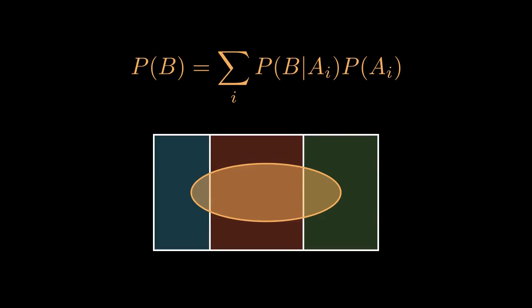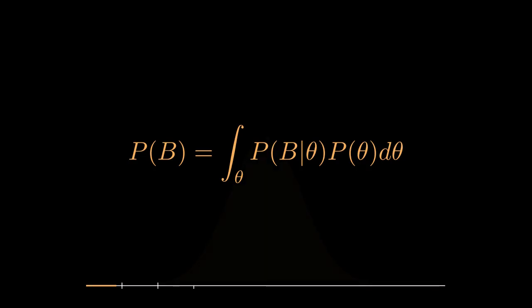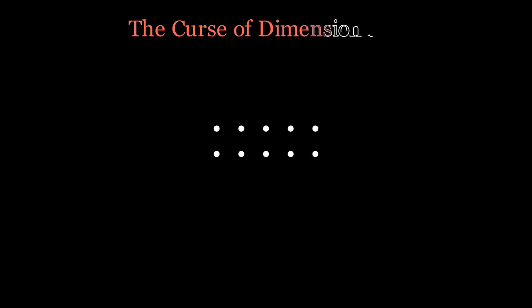Mathematically, this is the law of total probability. We calculate P of B by summing the product of the likelihood and the prior across every possible outcome. If we have a discrete set of hypotheses, it's a summation. If our hypotheses are continuous, like the possible bias of a coin or the mass of a distant star, it becomes an integral. This integral is the total space of our expectations. It ensures that when we update our beliefs, the resulting posterior distribution is a valid probability that sums exactly to 1.